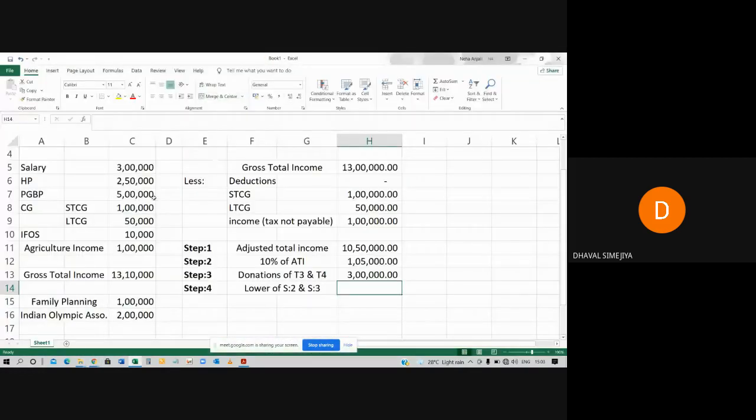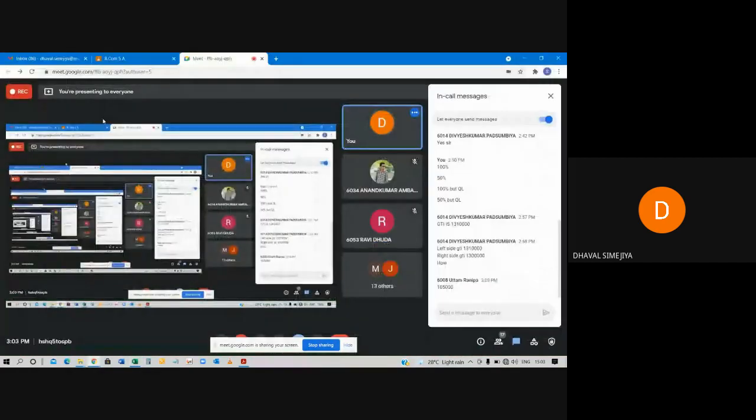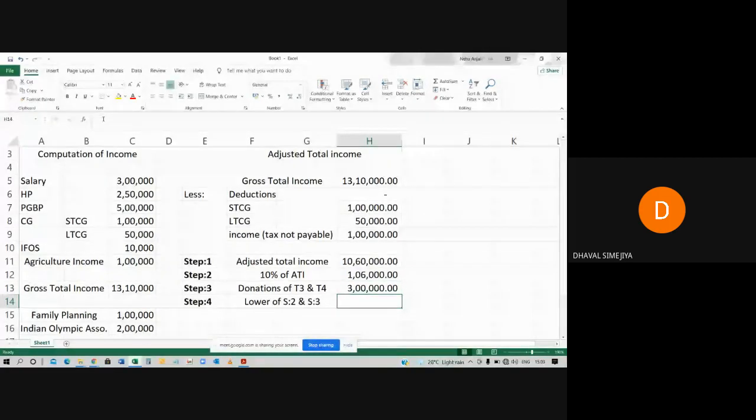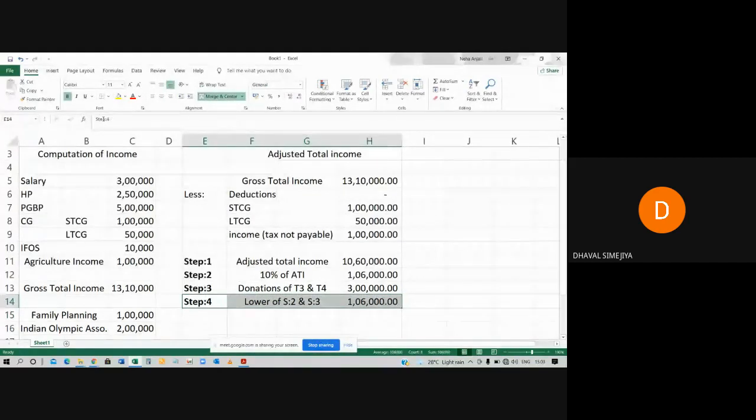13 lakh 10,000. Okay, so it's a typing error. Done. Now, which one is the lower amount, step 2 or step 3? Earlier it was 1 lakh 5,000, but now it is 1 lakh 6,000. Why? Because we have added 10,000 in GTI, so it will be reflected in adjusted total income. So 10% of ATI will be changed. Now, whichever is less, 1 lakh 6,000, we will write down over here.